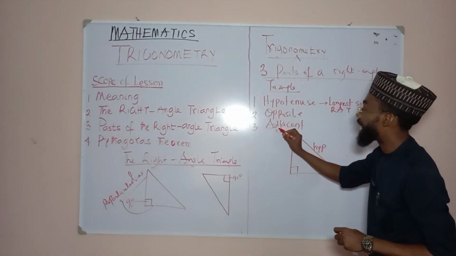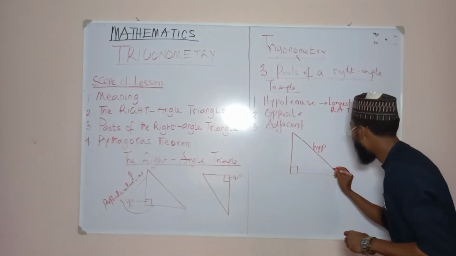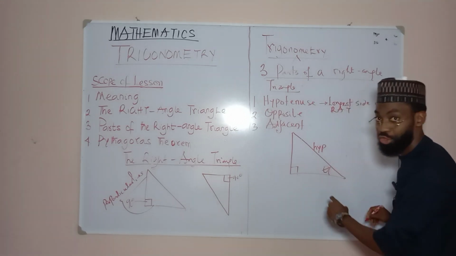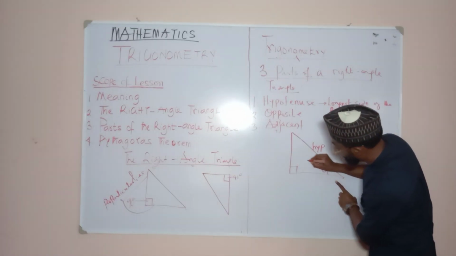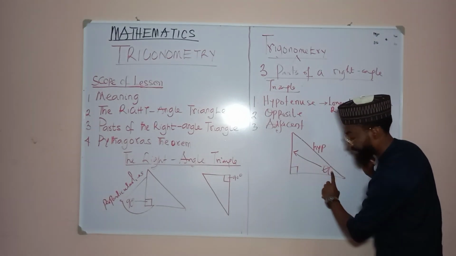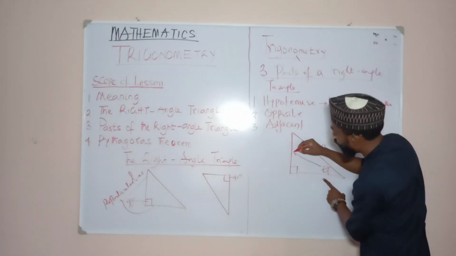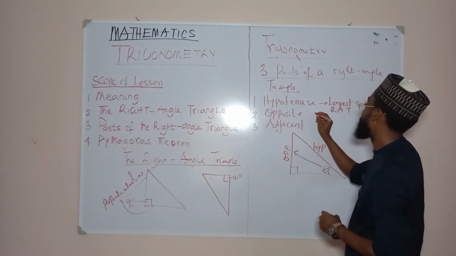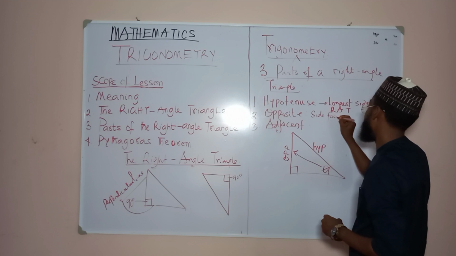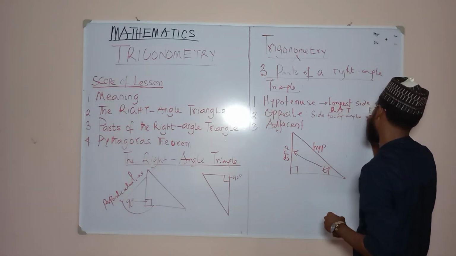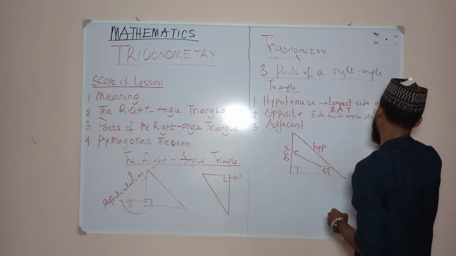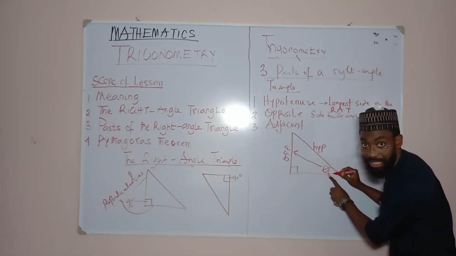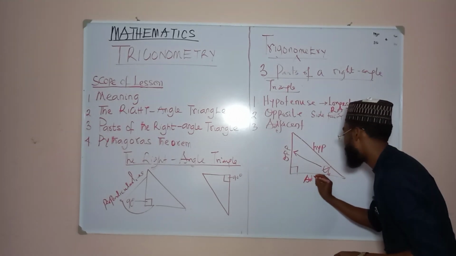Now, the opposite and the adjacent is usually determined by the positioning of the angle. If our angle is assumed to be theta, now observe the side that is facing this angle directly. We call any side facing the angle directly the opposite. So opposite is the side facing the angle directly. While the side that is very close to the angle, you can see that this side is very close to the angle, we call it the adjacent.